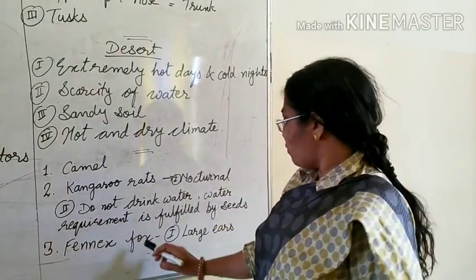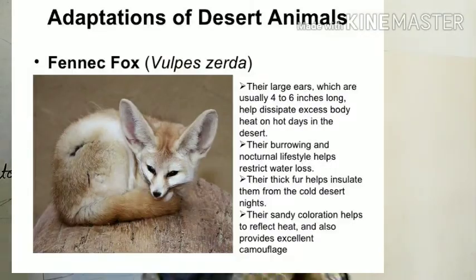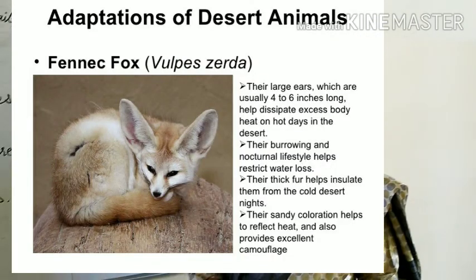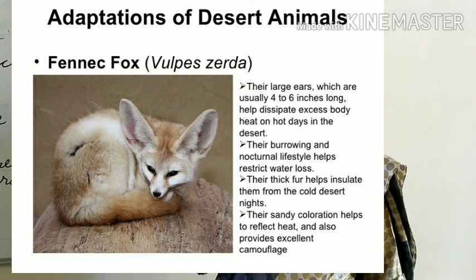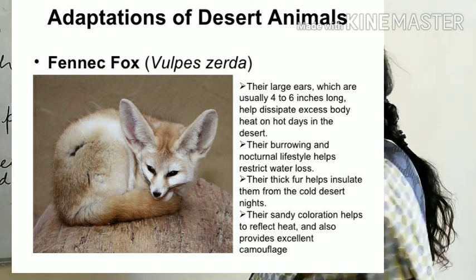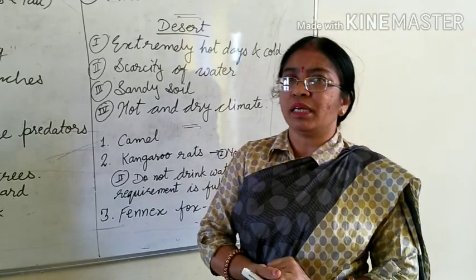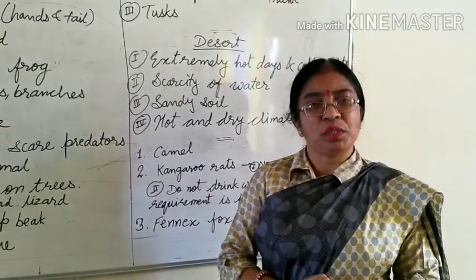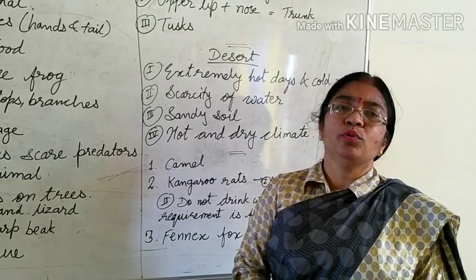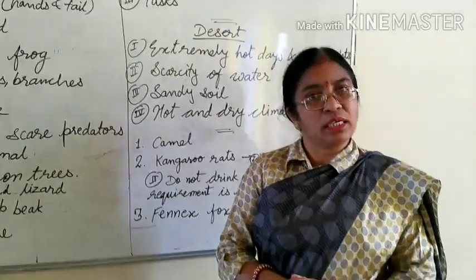Now we take the example of the Phoenix fox. As in this picture you can see that it has long ears, and these large ears help in blowing the air and keep the body cool. In this manner, many organisms have some specific features in their body to adjust themselves in the surroundings.